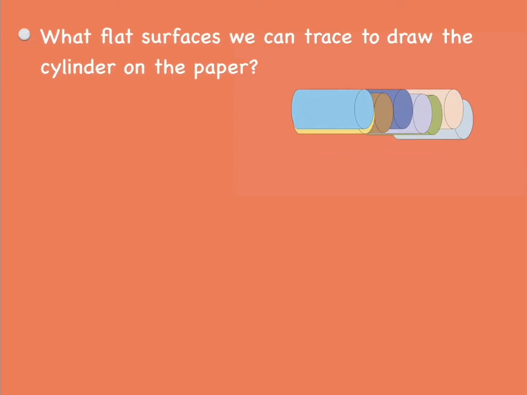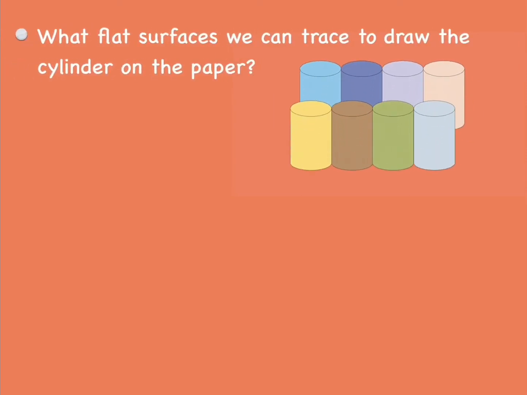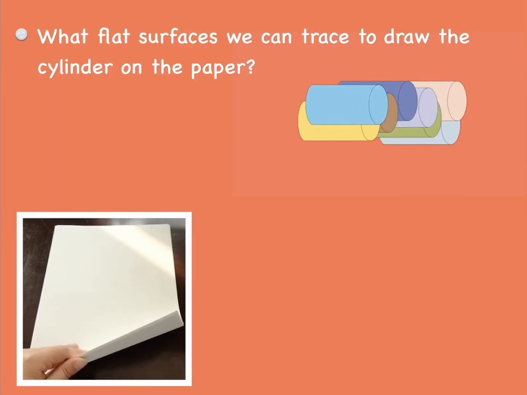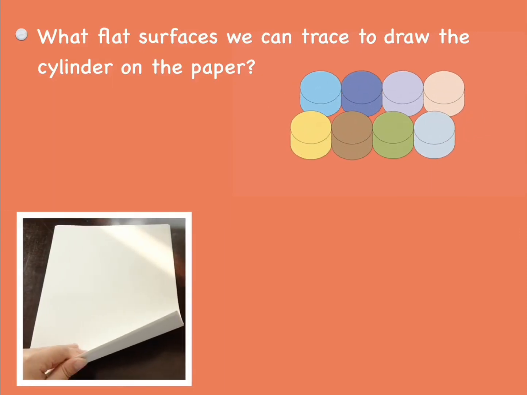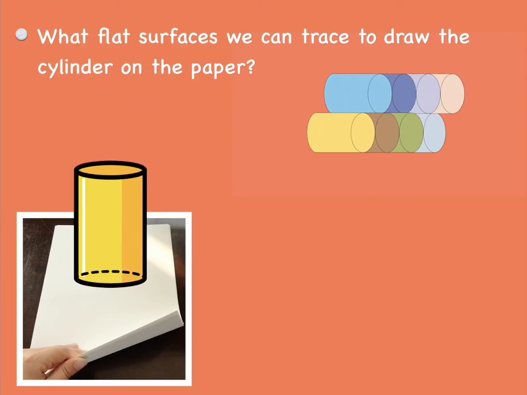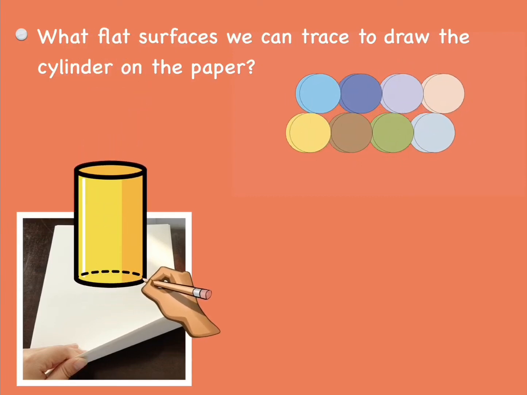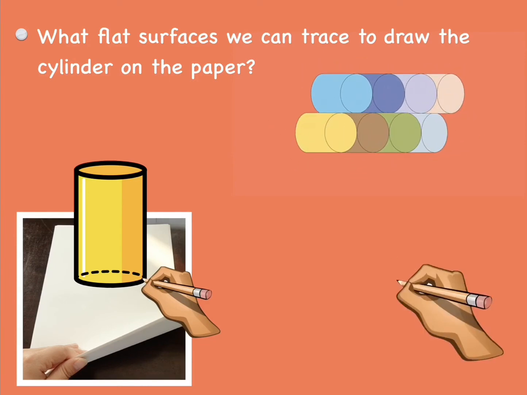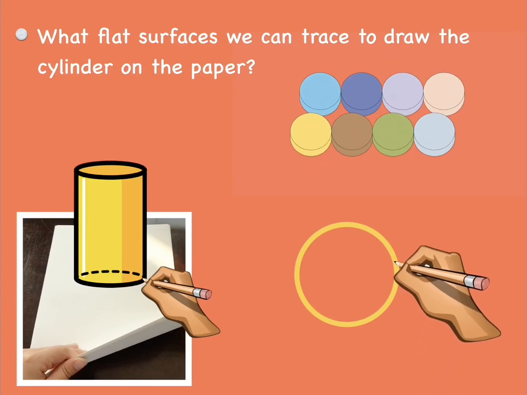Now, welcome to our friend, the cylinder. We all know that the cylinder has, tell me. Wonderful, 2 flat surfaces and one curved face or surface. Now, what flat surfaces can we trace to draw the cylinder on the paper? Now I will put the flat surface down on the paper and will try to draw around the shape. Then I will trace, excellent, a circle.